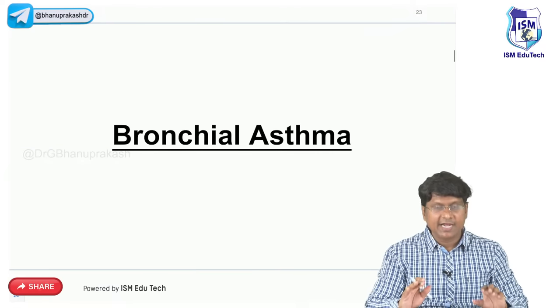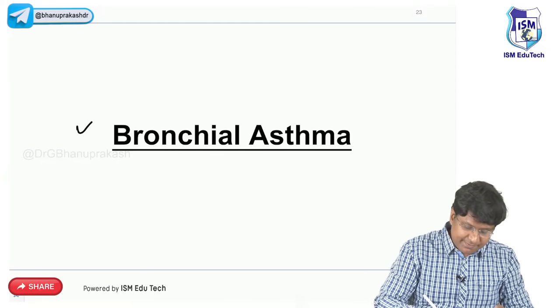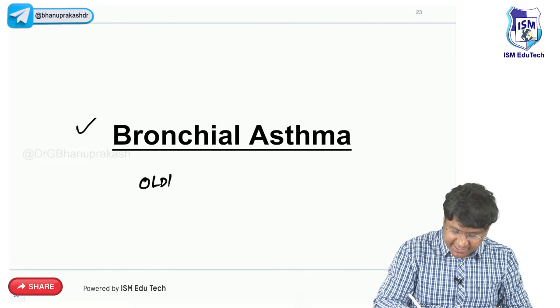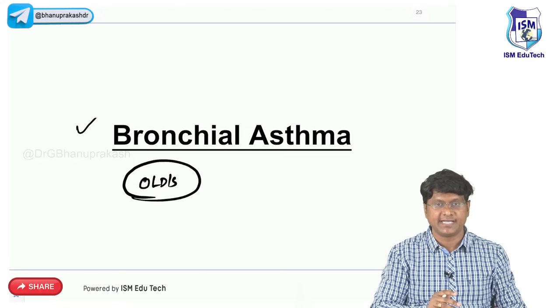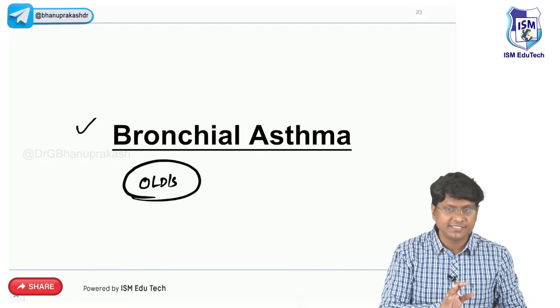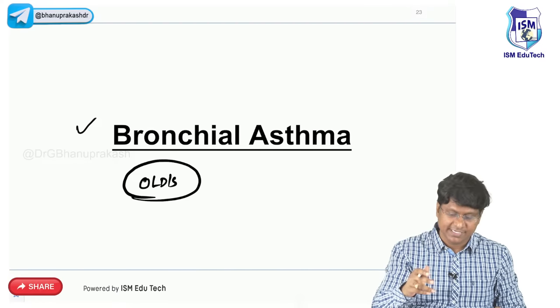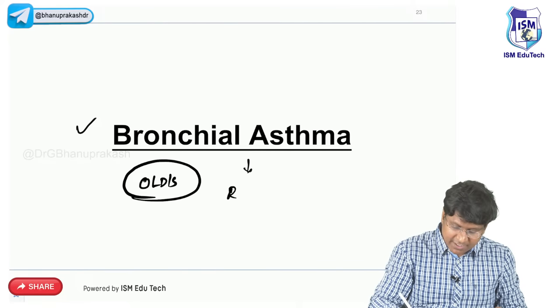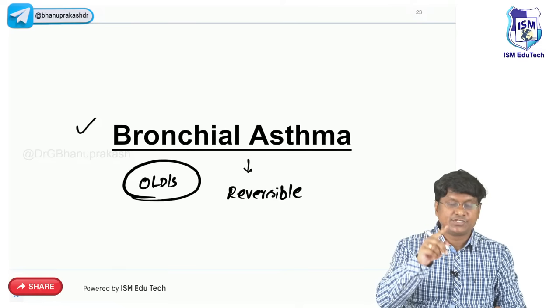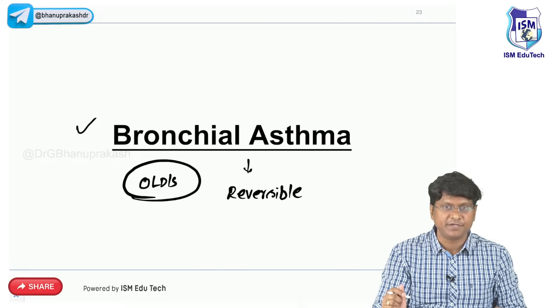Now, after having discussed COPD, which is one of the obstructive lung diseases, the next important obstructive lung disease for quick revision is bronchial asthma. Bronchial asthma is also an obstructive lung disease, right? Now, what is the difference between COPD and bronchial asthma? Bronchial asthma is a reversible airway disease, whereas COPD is an irreversible airway disease. That is the important point of difference between these two.